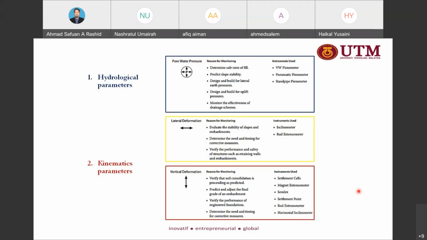the last one is the standpipe piezometer. For the lateral deformation, the reasons are to evaluate the stability of the slope embankment, determine the need and timing for corrective measure, verify the performance and the safety of structures such as retaining wall and embankment. How to determine the lateral movement? By using the inclinometer and the rod extensometer. The last one is the vertical deformation.